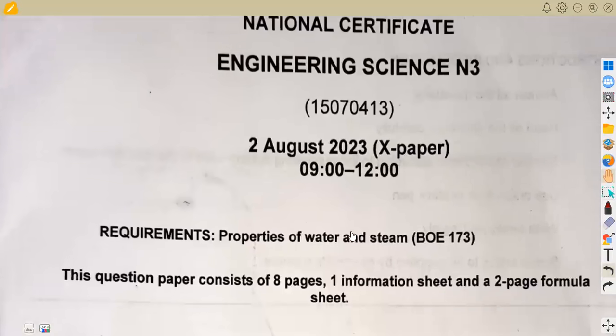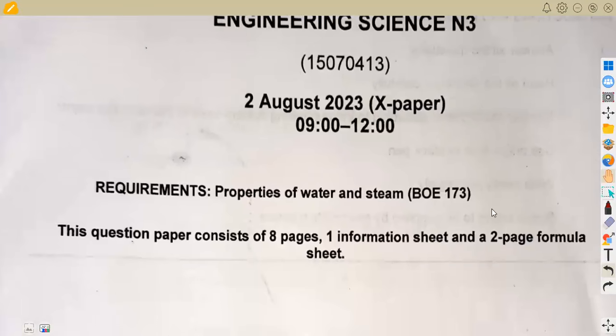Remember what I always say, make sure that you have the required requirements of the paper, which is the properties of water and steam. In this case, you're working with the steam table, which you'll be given as part of an exam. And also, you're supposed to make sure that you read the instructions as you are answering your paper. It's very, very important for you to understand the instructions.